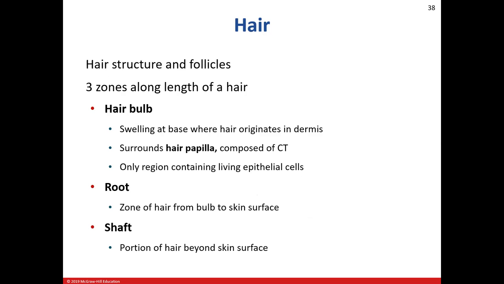So if we look at the hair structure and some of the follicles, there are three zones along the length of a hair. We have the hair bulb, which is swelling at the base where the hair originates in the dermis, and it's going to surround the hair papillae, and this is composed of connective tissue. It's the only region of the hair that actually contains living epithelial cells. We also have the root, and the hair root is the zone of the hair from the bulb to the skin surface. And then we have the shaft, and the shaft is the portion of the hair that actually extends beyond the surface of the skin.